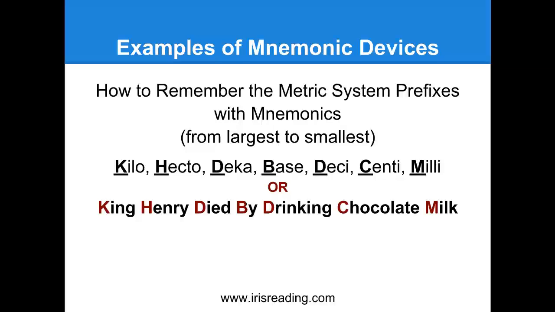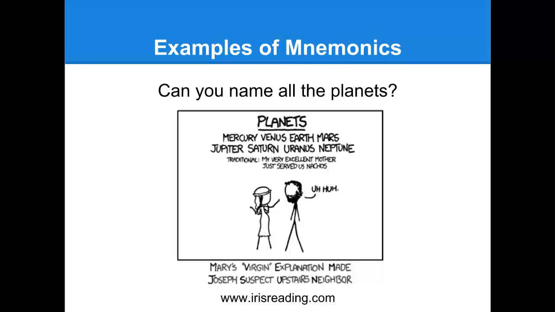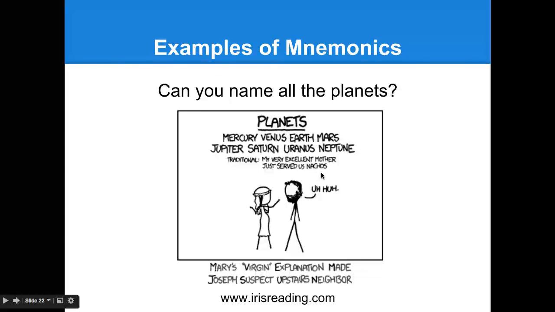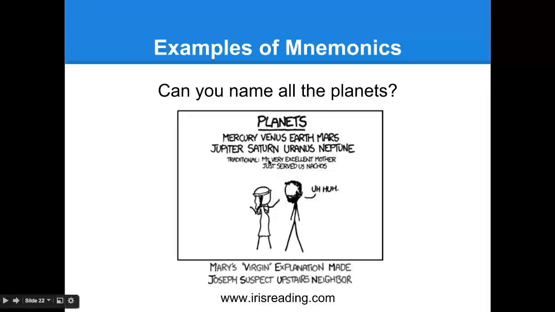What about the planets? Let's talk about the planets. Here's a good example for remembering the planets: Mercury, Venus, Earth, Mars, Jupiter, Saturn, Uranus, Neptune. So the traditional one is, my very excellent mother just served us nachos. Okay? So my very excellent mother just served us nachos. Well, that stands for Mercury. My very excellent mother just, for Jupiter, served us nachos, for Neptune.